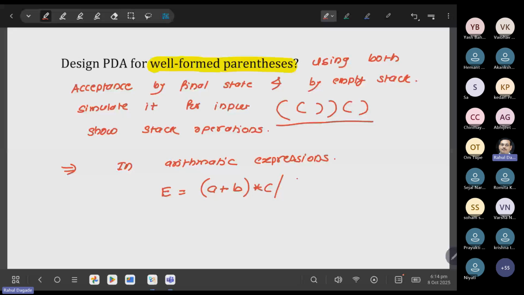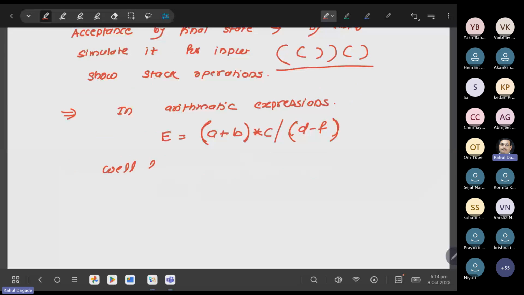So what is a well-formed parenthesis? Well-formed parenthesis means for every opening parenthesis there should be a closing parenthesis. That is, an equal number of opening parentheses and closing parentheses.